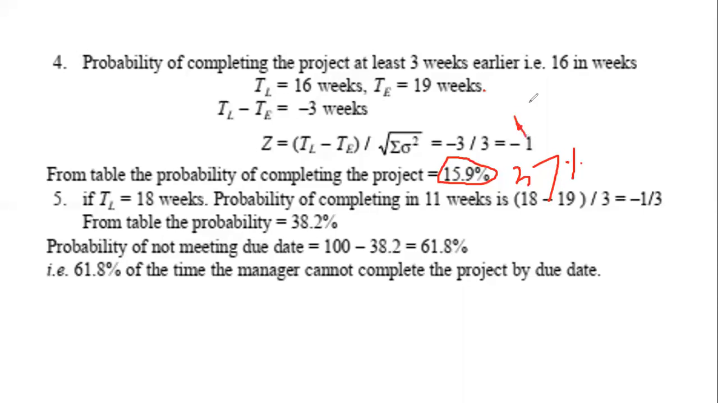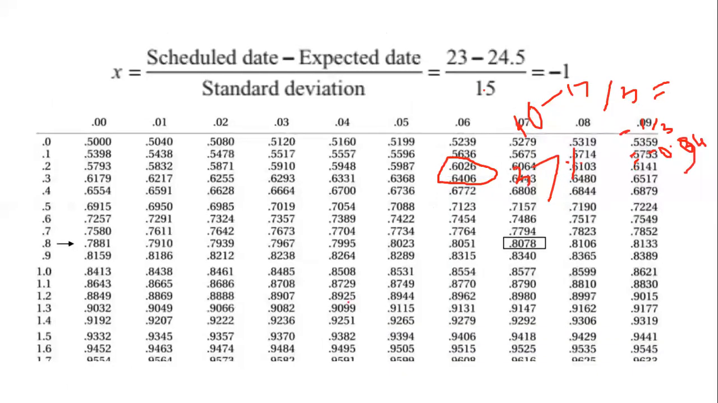16 minus 17 divided by 3. It will give you minus 1 by 3. All of you understood? It is equal to minus 0.34. So that will be the value. Then you have to go to the previous chart. Which chart? That previous condition chart. We have to come to this chart.